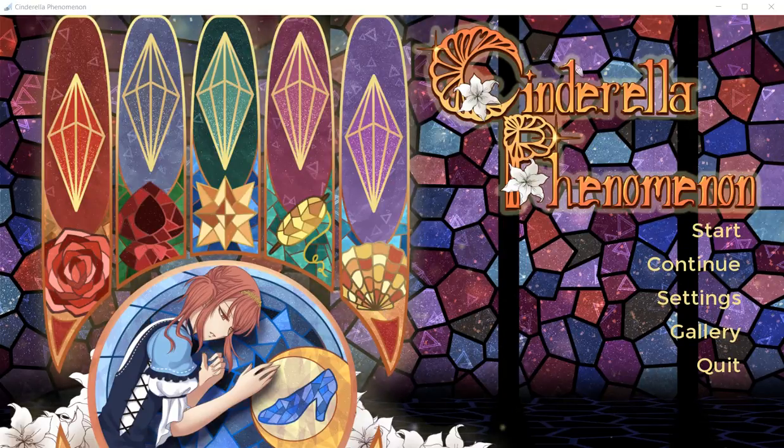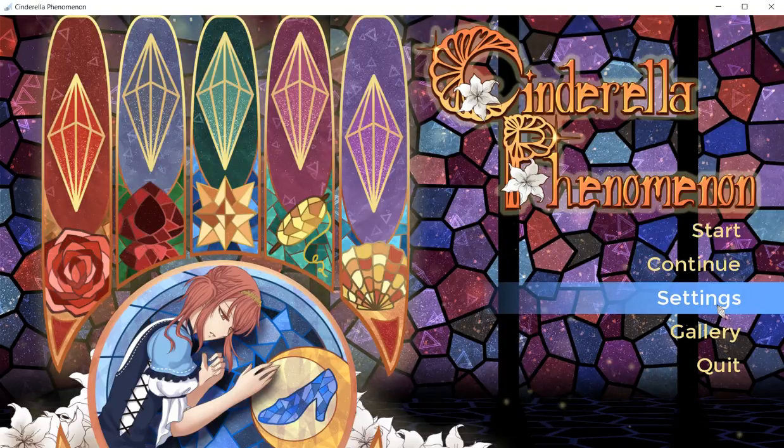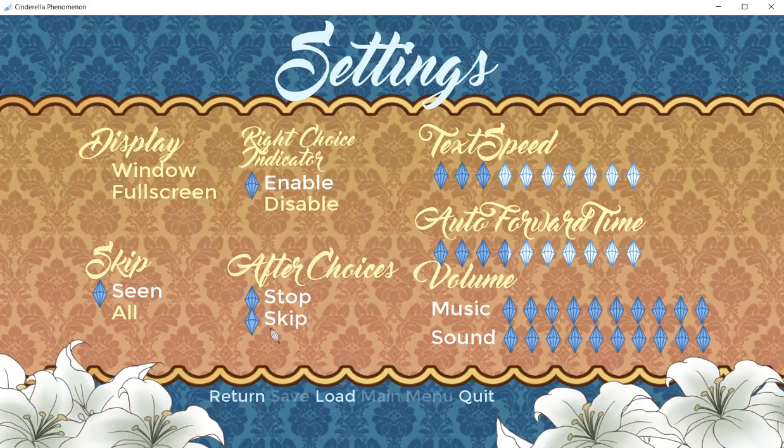And now we're doing Cinderella Phenomenon. This looks extremely weird. Why do I even have this game? I'm a bit concerned. Check on some settings really quick. That's fine. Everything seems fine.